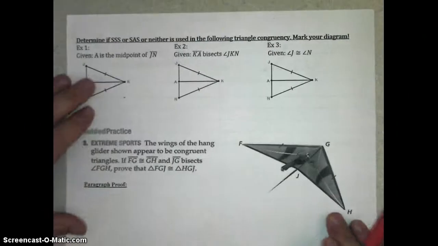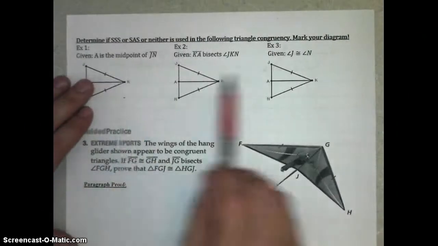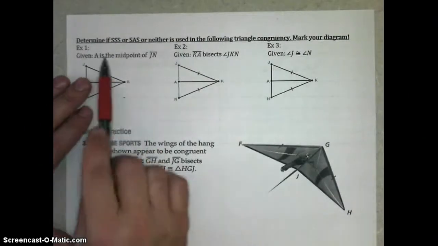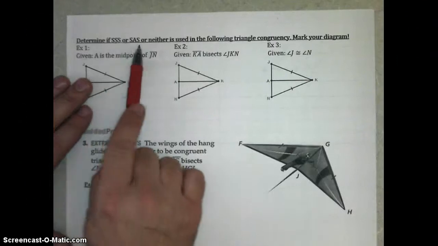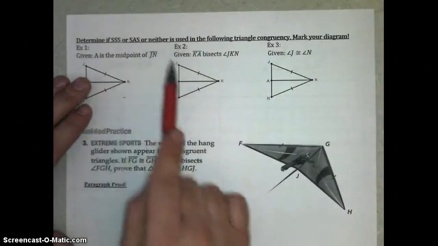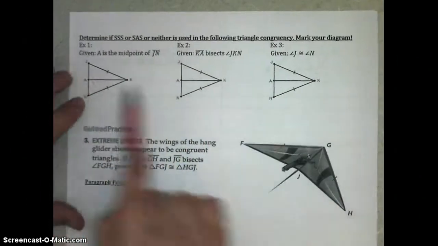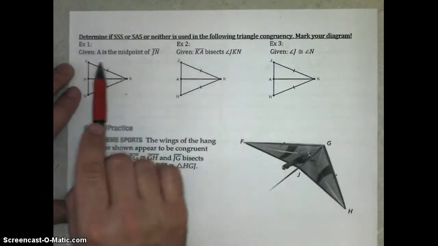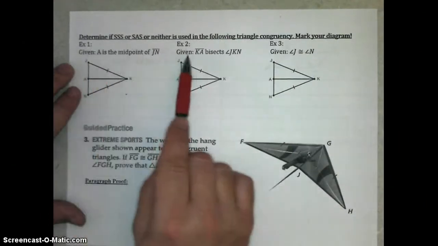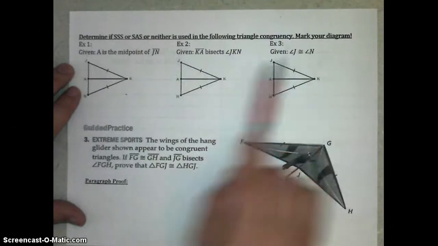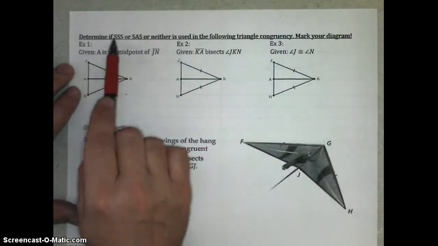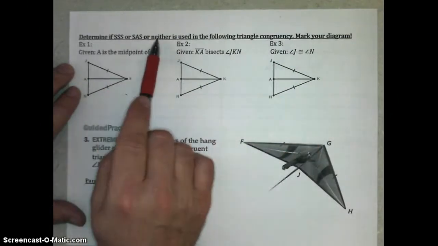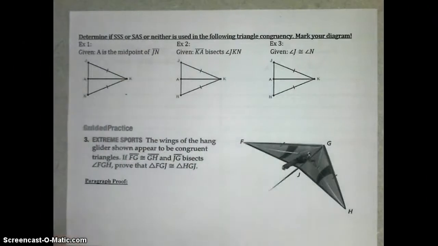Alright, we're going to quickly try and look at these. We're not going to do as much writing on either of these. We're just trying to figure out if you would use side side side, side angle side, or neither to prove that the triangles are congruent. And there's a reason these all look the same. We are given the marked information, but we're also going to be given a different statement for each of these examples. And we want to figure out which of these two we would use, or if neither one applies, then we write neither. So let's take a look.